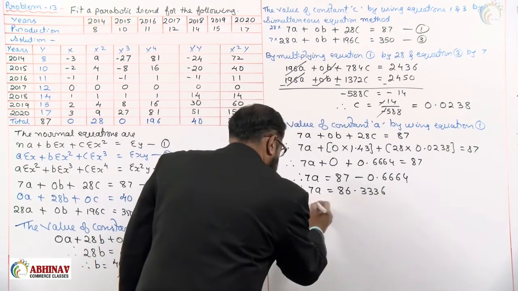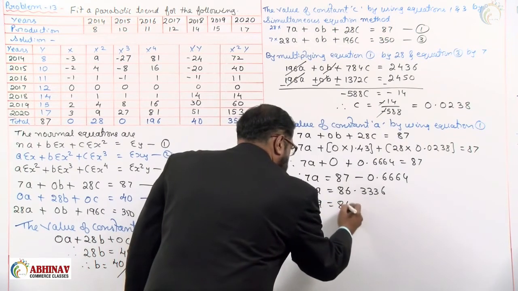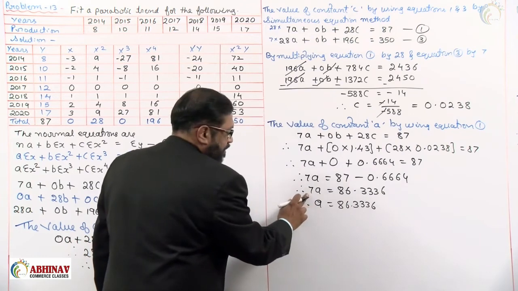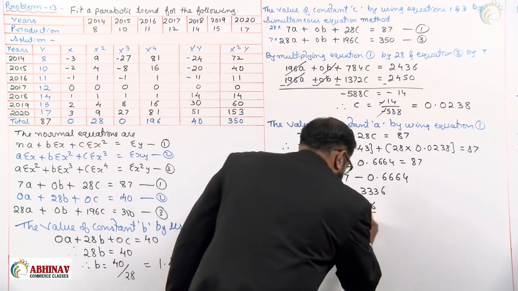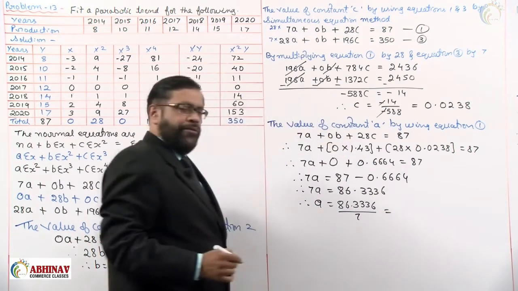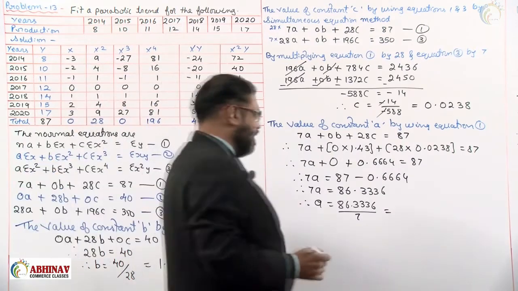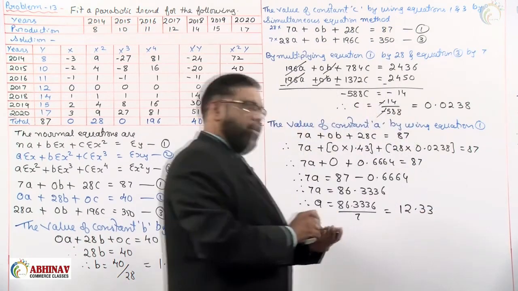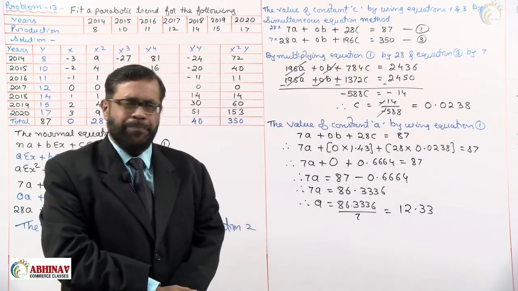When you subtract it, 7a is equal to 86.3336. So next step, a is equal to 86.3336. When you transfer 7, which is multiplied, it becomes divide by. And when you divide, we get the final answer. That is going to be 12.33. That's all with the value of a.